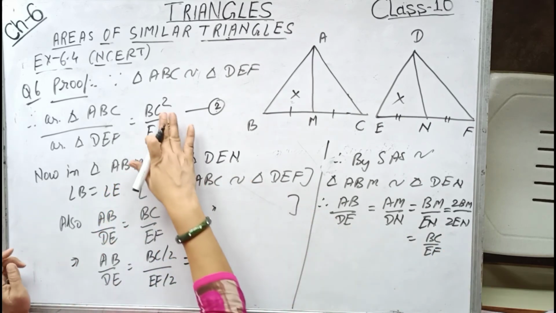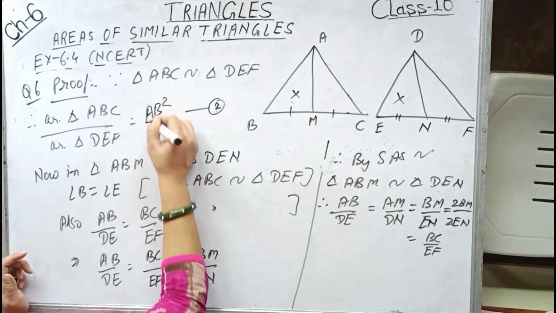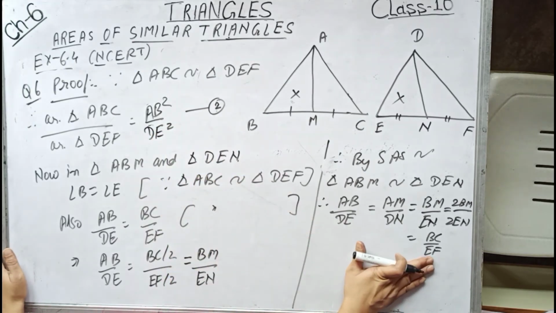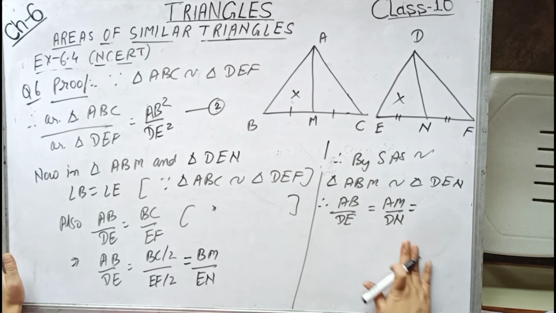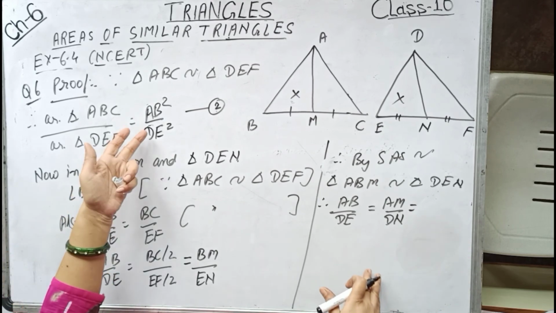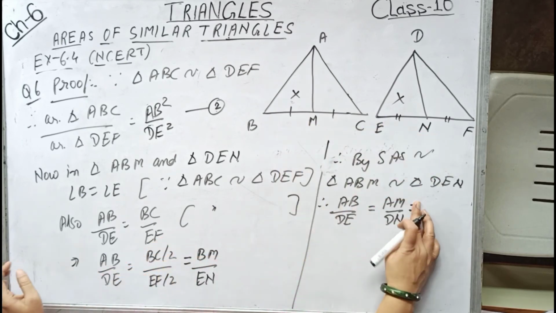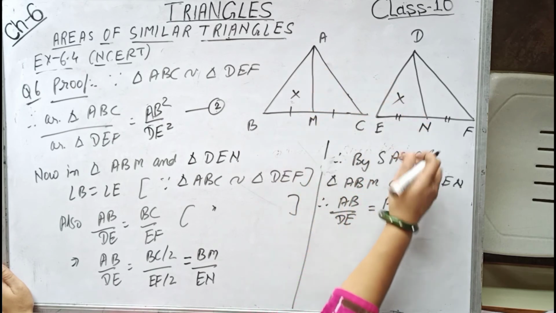But in spite, let me write here only AB square by DE square. Then no need to write this much. I think you understand why I rubbed, why I changed. You can do without rubbing this and making the relation BC by EF here itself. So AB by DE equals what we have got, the ratio of their medians.